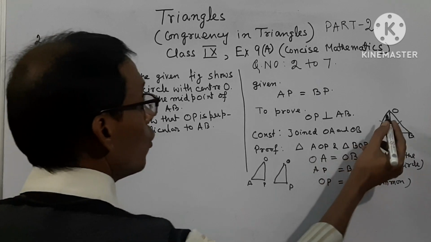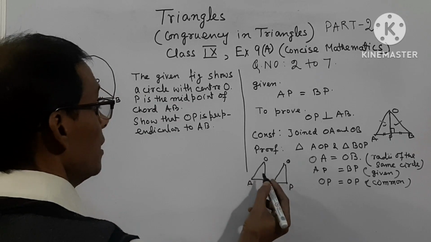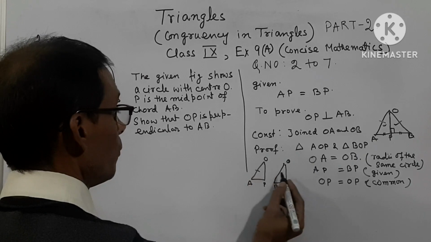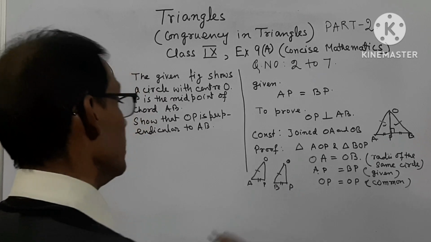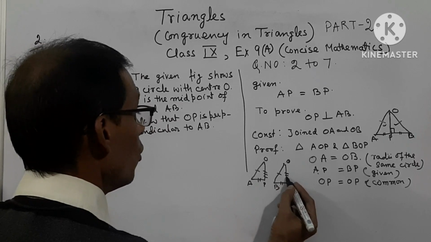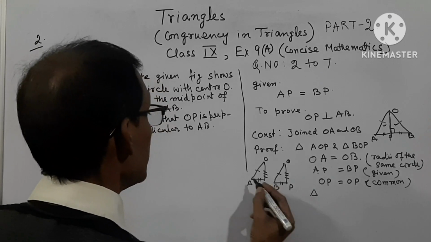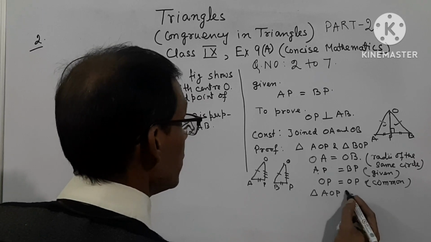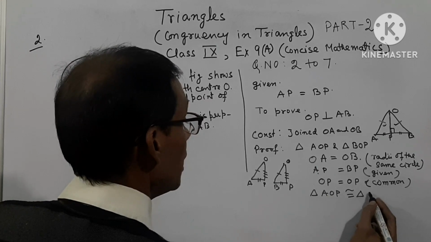Now let us see the congruency here, triangles OPA and OPB. OA equal to OB, AP equal to BP, and OP is equal to OP. So these two triangles, triangle AOP, are congruent to triangle BOP.